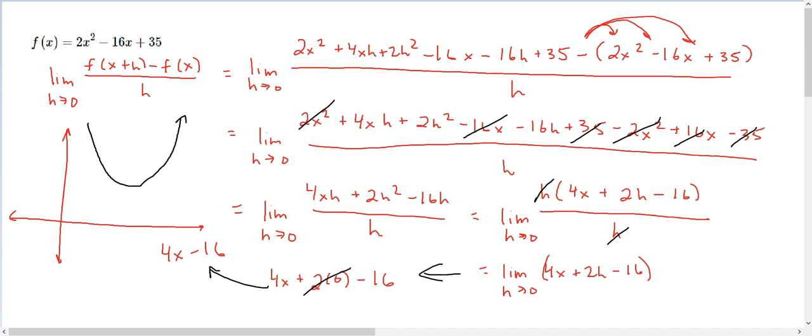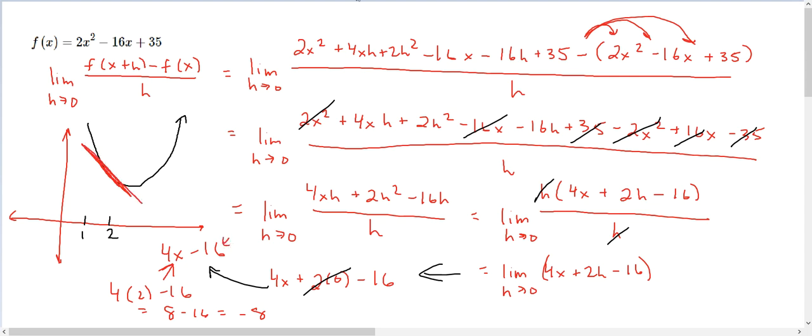Let's say that we wanted to find the slope of this graph at the point x equals 2. So if that was the case, we would plug 2 into our derivative, so that would be 4 times 2 minus 16, which would give us 8 minus 16, which is negative 8. So at the point x equals 2 on our graph, if we drew a tangent line to that point, the slope of that tangent line would be negative 8. That's what this function is telling us.